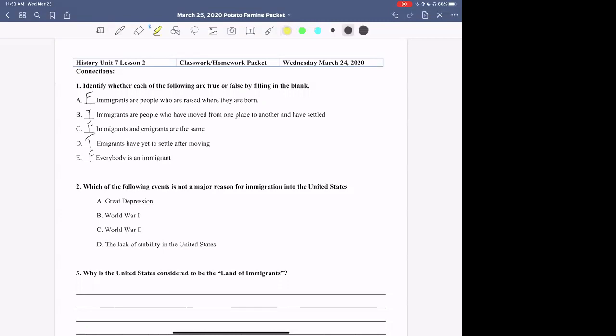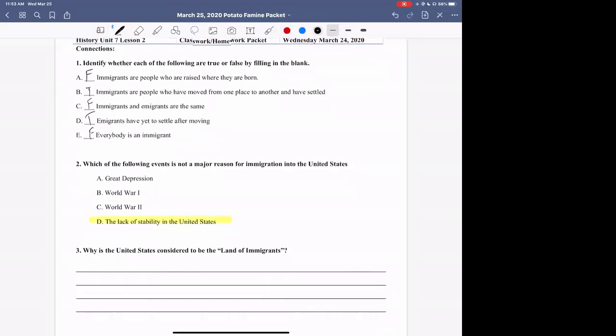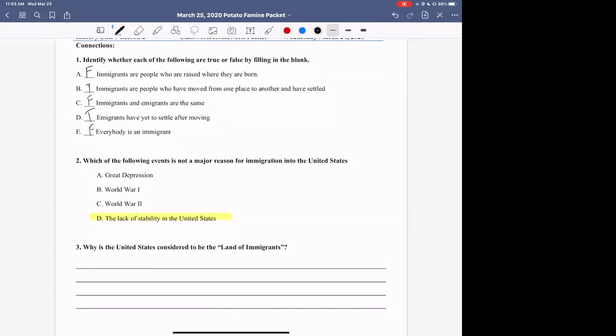For number 2, the answer you want is D, the lack of stability in the United States. For number 3, you could have written maybe a variety of things here. But first of all, you could talk about the 4 main waves of immigration. So a lot of people immigrated. The next thing you could talk about is that there were many opportunities due to industrialization.